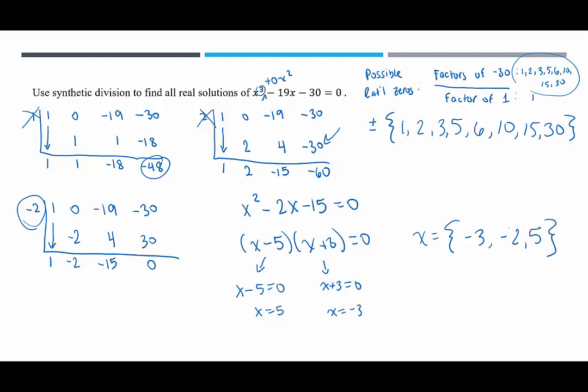Notice that I use the braces here. The braces indicate discrete points, which is good. If you want to check your work, you can plug those numbers in for x and make sure that you get a true statement of 0 equals 0.